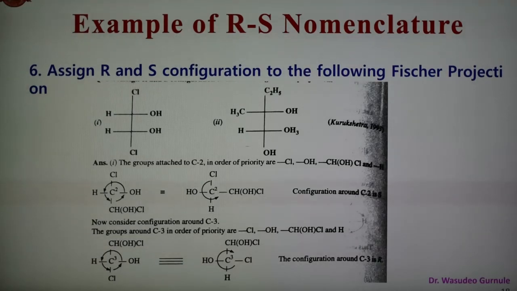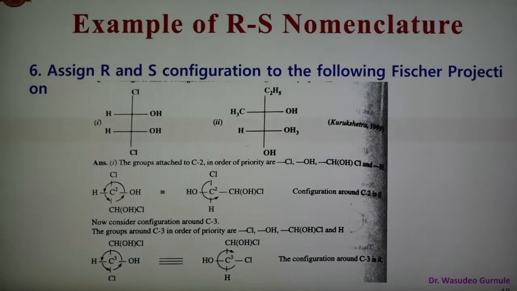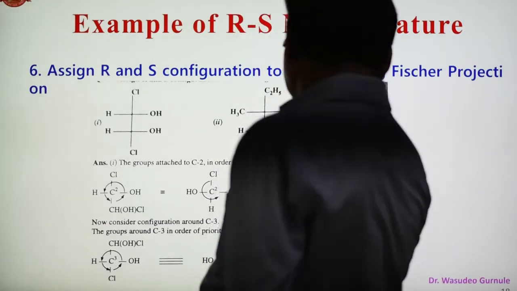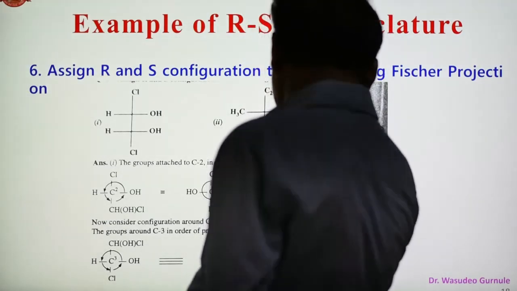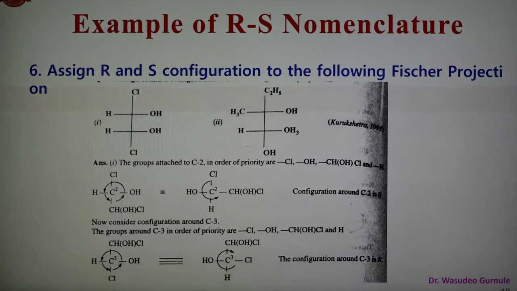So in this case of C3, the groups around the C3 in order of priority are first Cl, then OH, then CHOHCl, and then H. So in this way, after arranging, hydrogen is here. So after arranging this, this is Cl, and this is O, then here C. So this is the clockwise direction. So C3 is R, rectus.